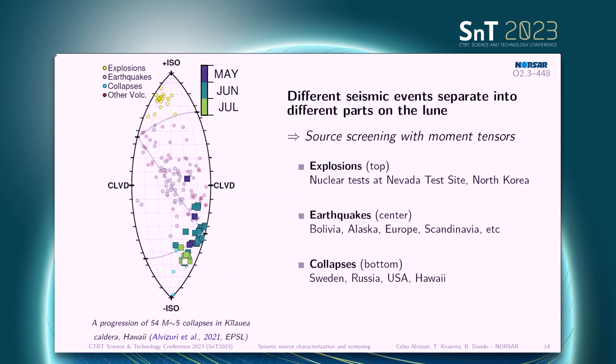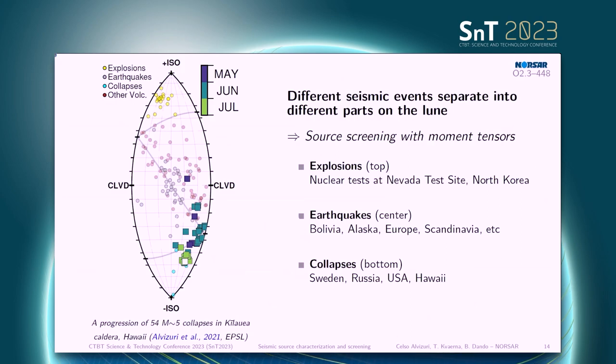Right, so moment tensors suggest another approach for screening, for differentiating between different types of mechanisms. So yes, we can use source screening with moment tensors. Again, explosions are on the top. In this figure, I show results from previous studies of nuclear explosions at the Nevada test site and North Korea. That's the yellow circles on the top of the lune. I show the earthquakes. The earthquakes happen to hover towards the center of the lune, and the collapses.